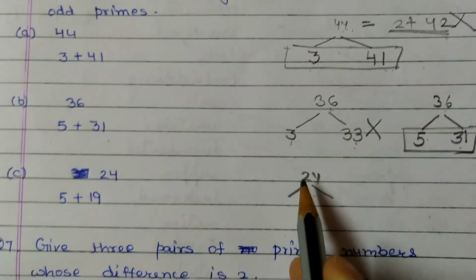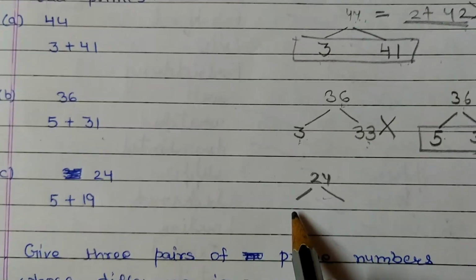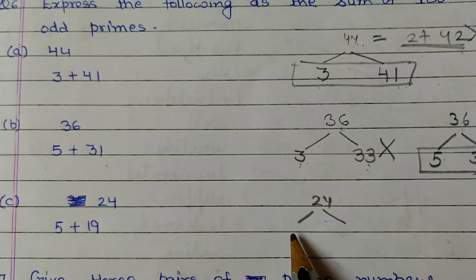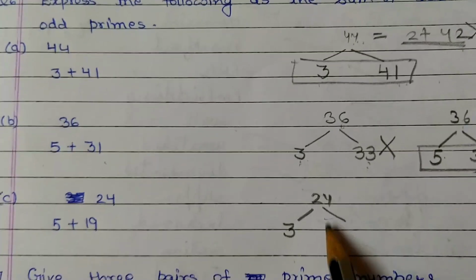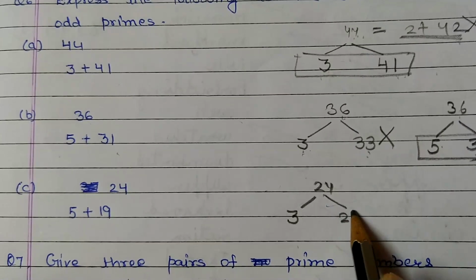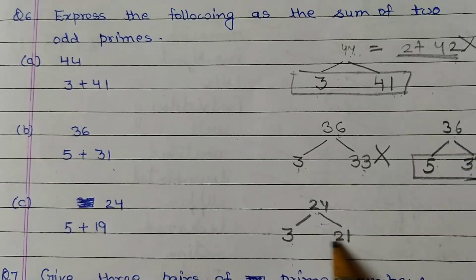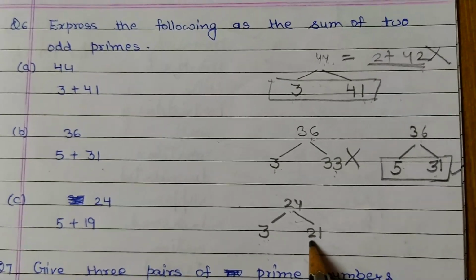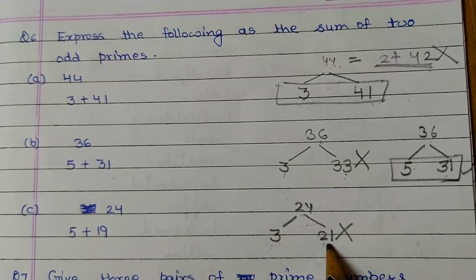Now next is 24. Again I will start from 3. It is not necessary that you always start from 3 only. You can take any number, but I am taking 3 because it becomes easier to find. So here 3, subtract 3 from 24. It is 21. Check. Their sum is 24. Are these two prime numbers? So here 3 is a prime number, but 21 is not a prime number. So this is not the correct pair.